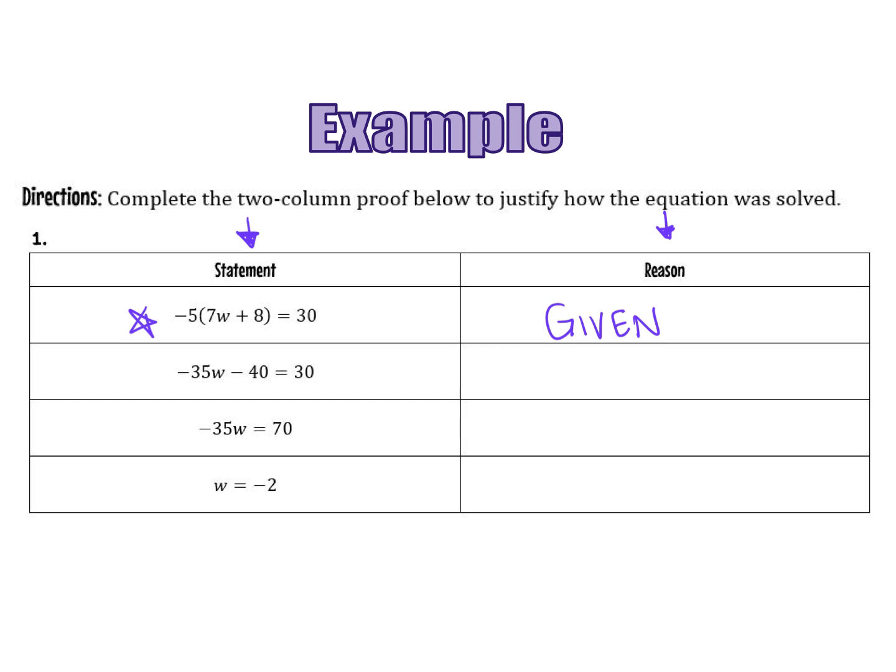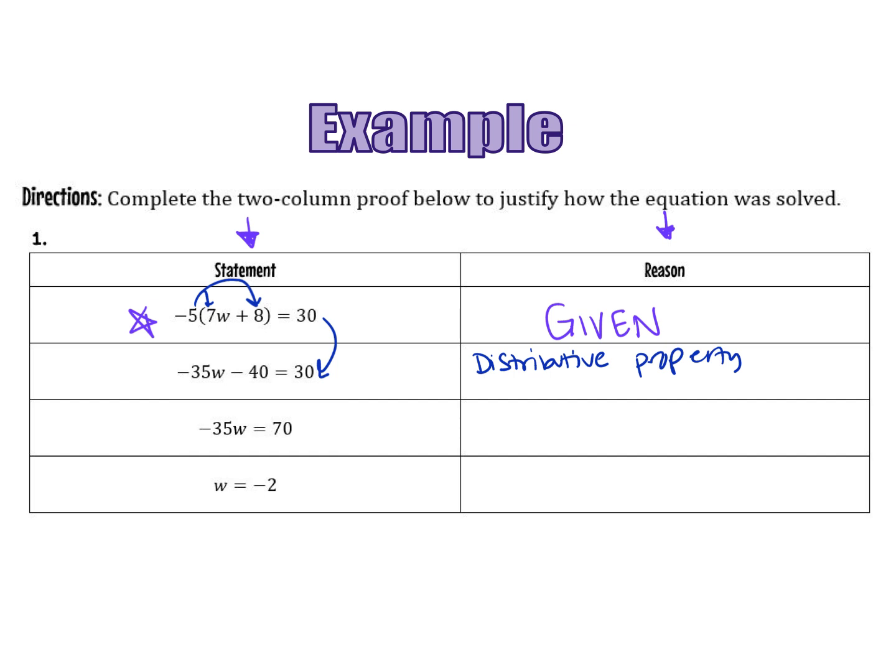Then we're going to ask ourselves the question, what's happening to get from the first row to the second row? The first thing I notice is that the parentheses are going away. So what's happening when we get rid of those parentheses? What property allows us to do that? That is the distributive property. And technically, it's called the distributive property of multiplication over addition, but you can just write distributive property.